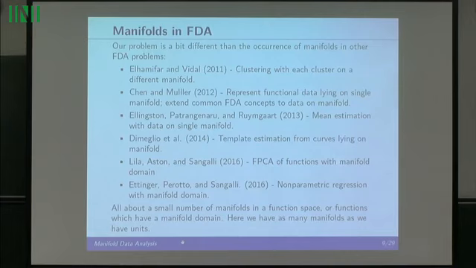Or things like Aston and Sangalli, who have a particular manifold domain, like the shape of a valve in the heart, and then they measure a function on this domain. And that's not exactly what we have here. The way we're viewing this problem is that we're taking the functional data perspective, which is to say that we're viewing each manifold as an object itself. So in this sense, we have as many manifolds as we have units.